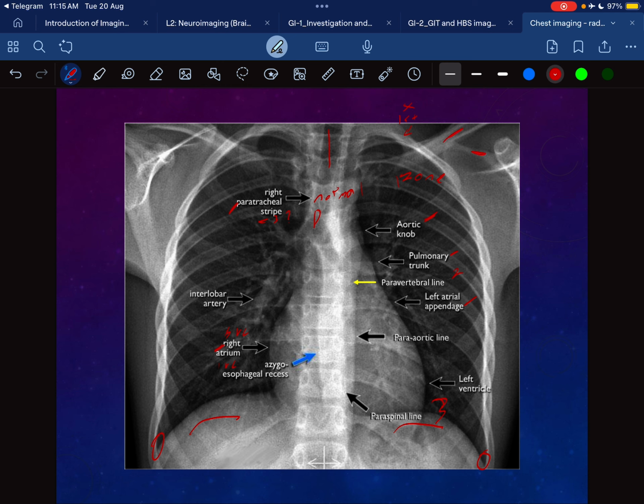So this is the posterior part of the rib, and this is the anterior part of the rib. Is that clear?